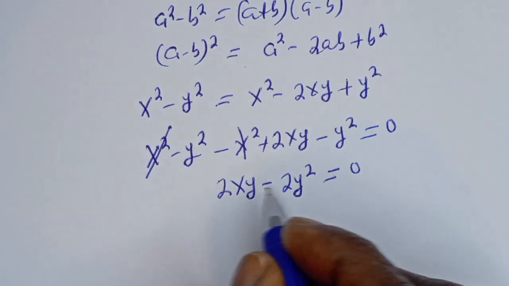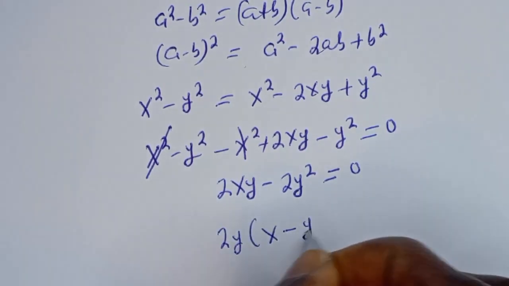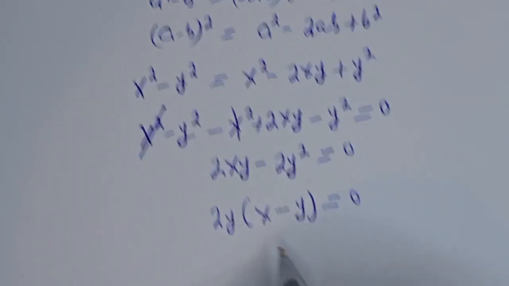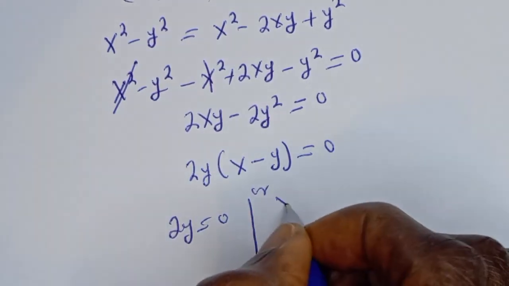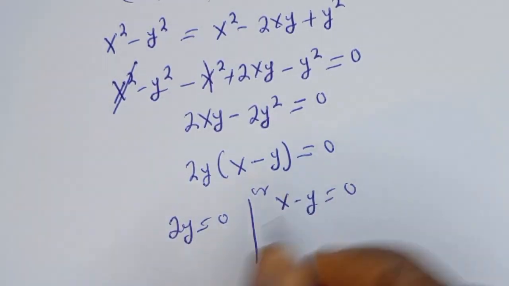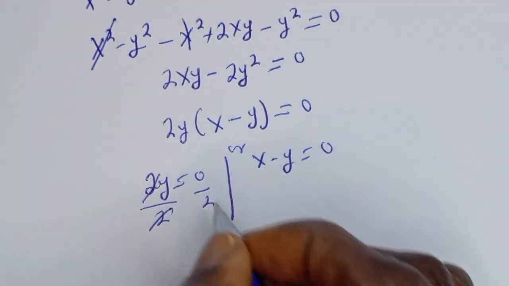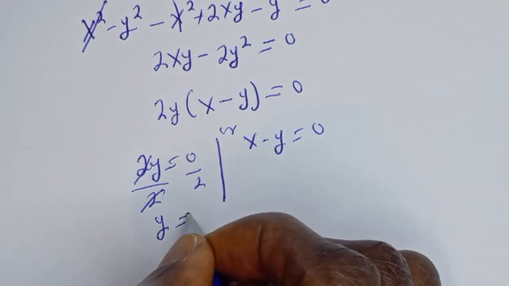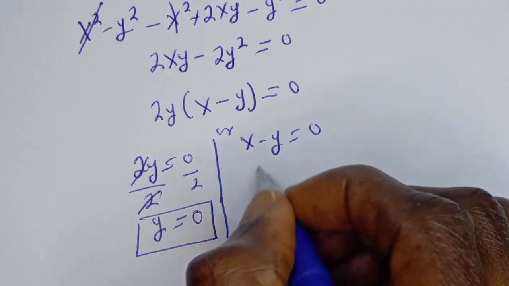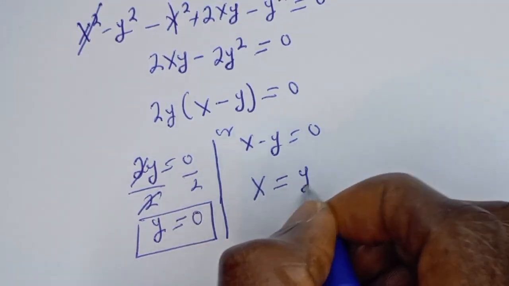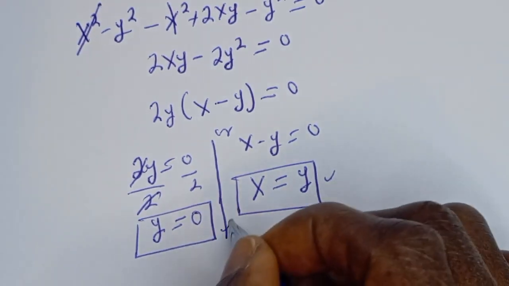Then from here, 2y is common. Let's bring it out. We have 2y(x minus y) is equal to 0. There are two cases here. 2y is equal to 0 or x minus y is equal to 0. And from here, if you divide both sides by 2, this will cancel this. y is equal to 0. This is the value of y. Then from here, x is equal to y. This is also the value of x. And this is the final answer.